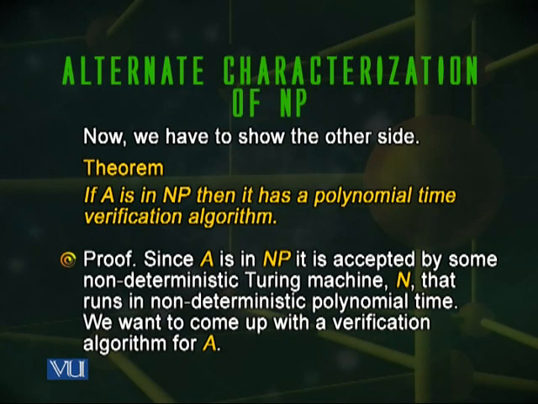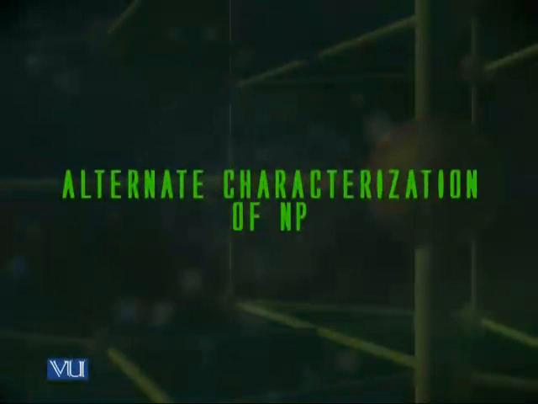We do not know anything about the language A. Since we don't know anything about this language A, all we know is that it is accepted by some non-deterministic Turing machine which runs in non-deterministic polynomial time. How can we come up with a verification algorithm for it? Remember that a verification algorithm requires a proof. So how would I prove to you that W is an element of A? Well, the only way I can convince someone is to convince them that this non-deterministic Turing machine accepts this string. So my proof has to somehow convince them that this non-deterministic Turing machine is going to accept the string W.